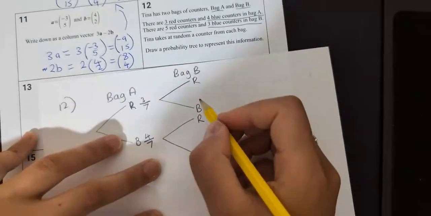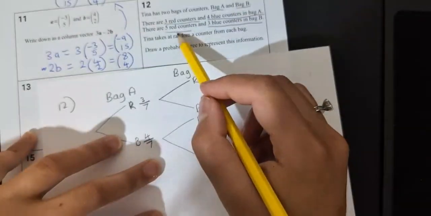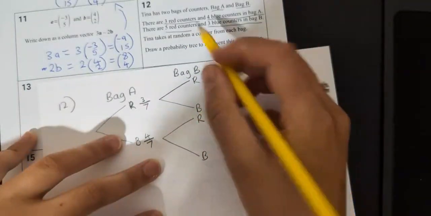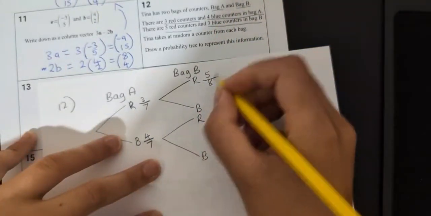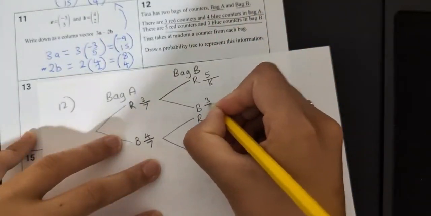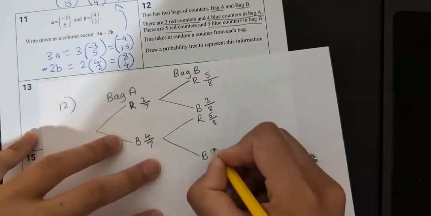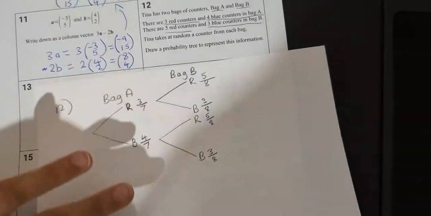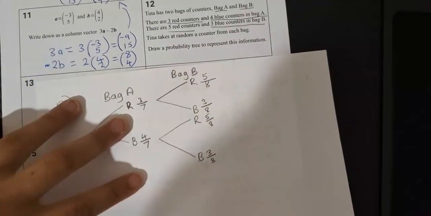So let's go ahead and finish the actual tree diagram. For my red branch for bag B, it says 5 red counters. So I'm going to write down 5 out of, 5 plus 3, which is 8 in total. And then for blue, there are 3 blue counters out of 8. And I'm just going to repeat these values again for the second branch. And that's it. For this, girls, we are just doing the sketch of the tree diagram. There's no calculations involved, no probability that we need to actually calculate. So that's all for this question.